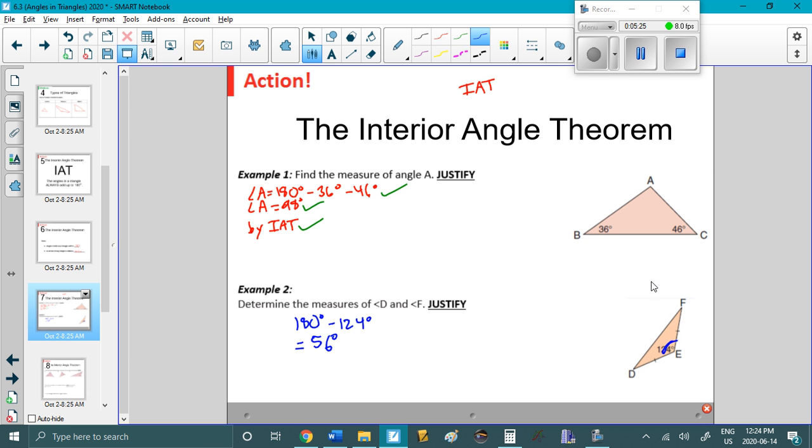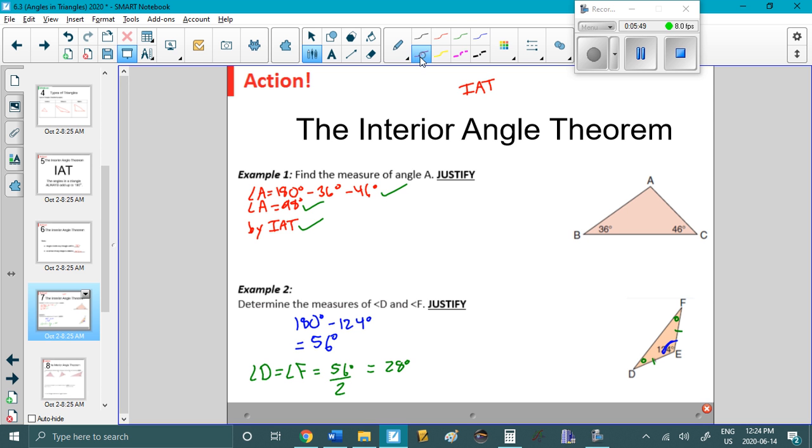for both of these. Now, if you notice the ticks here, you'll know this is an isosceles, so you know that this and this are the same. So what we can say now is that angle D equals angle F, and that is equal to 56 degrees cut in half, which is 56 divided by 2, which is 28 degrees.